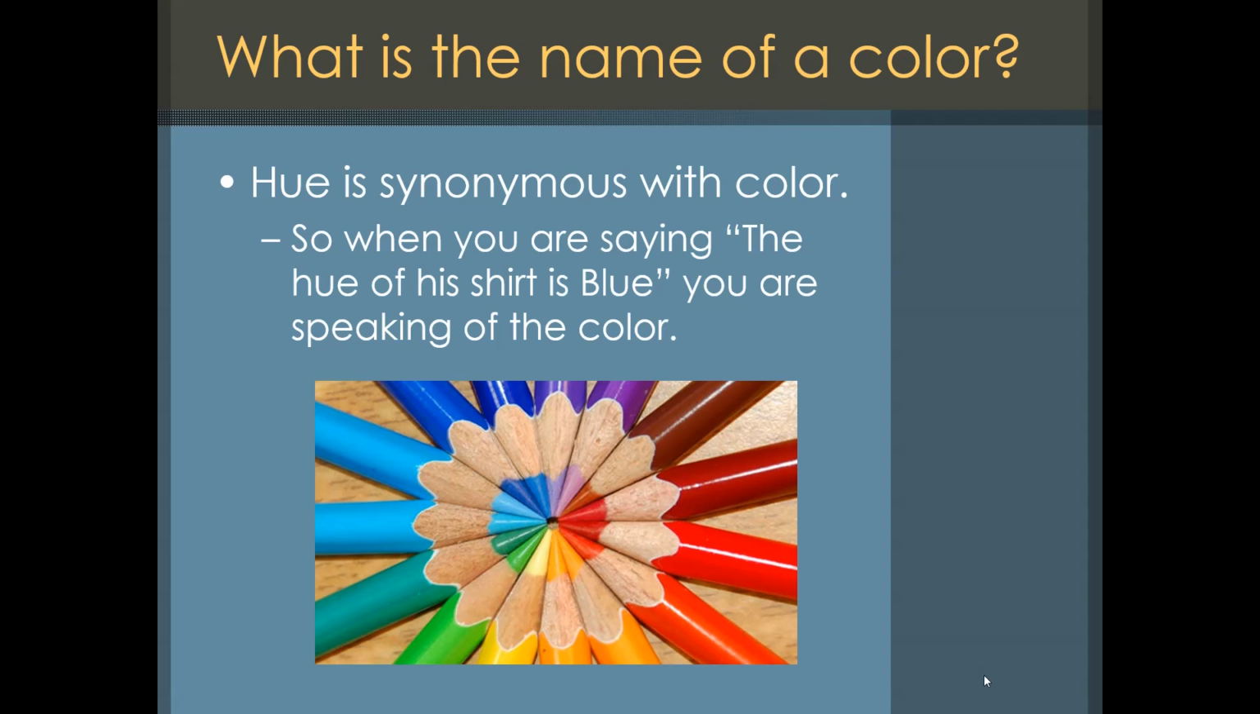The word hue in our textbook is synonymous with the word color. So when someone says, hey, the hue of his shirt is blue, they just mean the color of his shirt is blue. The words color and hue are interchangeable.